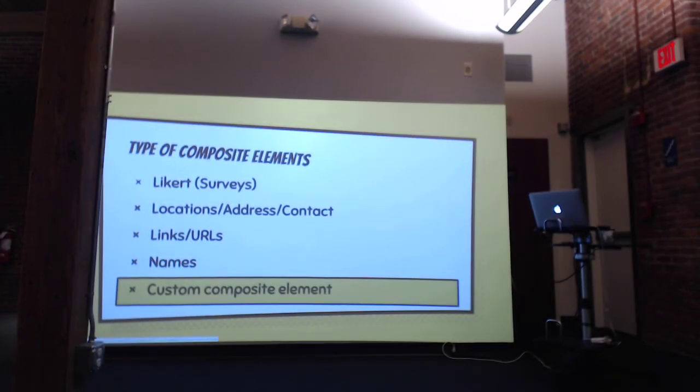Now this is time to get into composites. So I said they're a group of elements working together, like values. So Likerts are a way to just collect surveys. It's a question and answer, usually laid out in a grid. And address, these are really variations of address. So you can define the location.